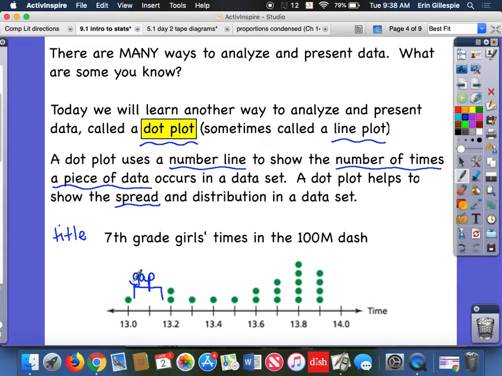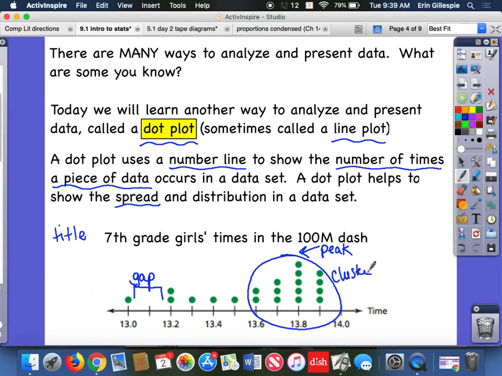We have peaks. I'll bet you could easily guess what a peak is. That would be data that has the most number of girls in this case, the most number of dots above it. Okay, so your peak here is at 13.8. And we can also have clusters. That means where a lot of the data is centered around together. I would call the cluster right about here.